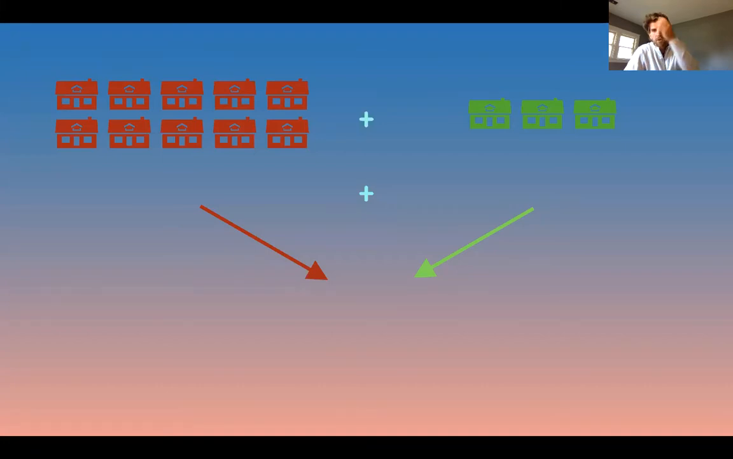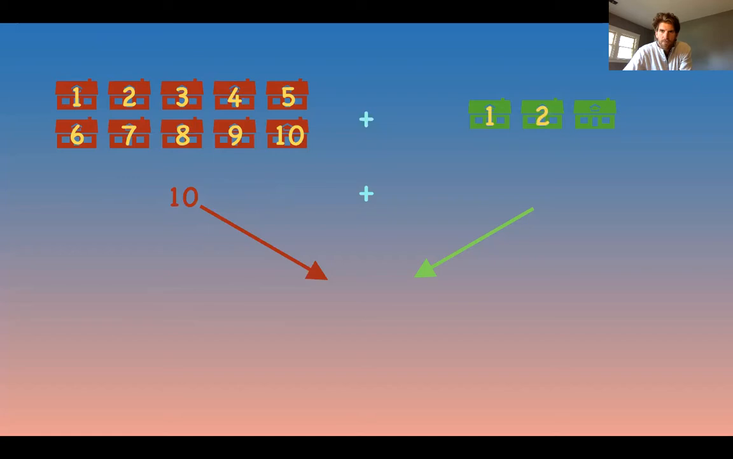Now, we started with a number that's over, well, I'm not going to tell you what it is. We're going to figure out what it is together. So we're going to do the houses in red first. 1, 2, 3, 4, 5, 6, 7, 8, 9, 10. 10 red houses. 1, 2, 3. Oh, I'm hiding it. 3 green houses.